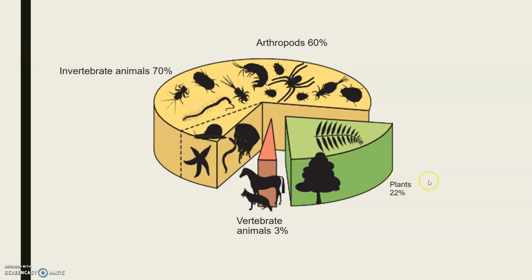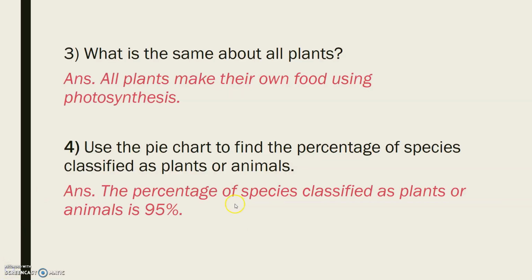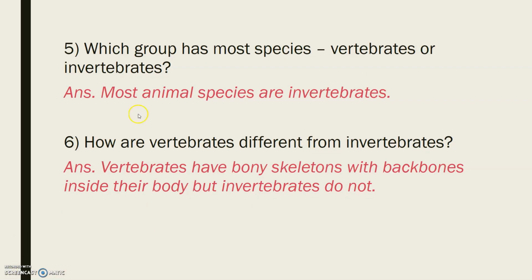Then how many plants are there? What is the percentage of plants? 22%. Then what is the percentage of vertebrate animals? 3%. You have to add all this. 70 plus 22, 92. 92 plus 3, 95%. Okay, so the answer is 95%. The percentage of species classified as plants or animals is 95%.